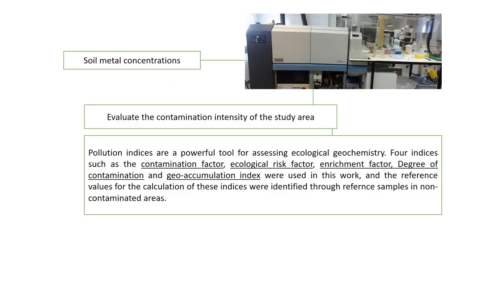The total metal concentrations in soil were determined using inductively coupled plasma mass spectrometry for more than 20 samples in the study area. In order to evaluate the contamination intensity of the study area, we used 5 pollution indices: the contamination factor, ecological risk factor, enrichment factor, degree of contamination, and geoaccumulation index.